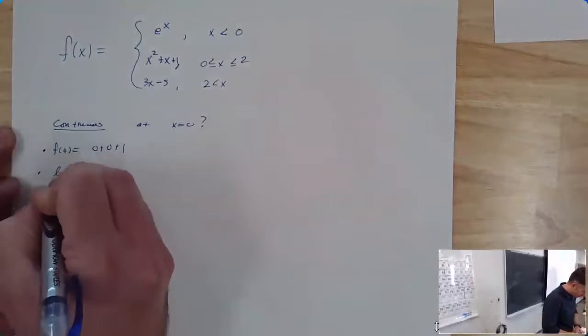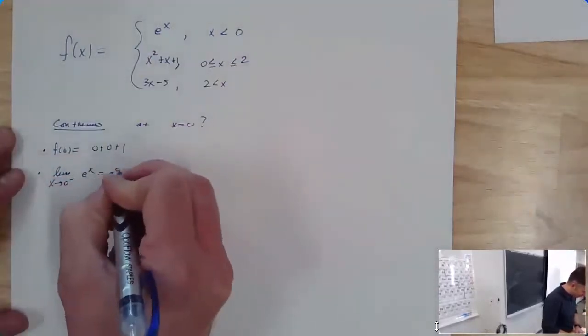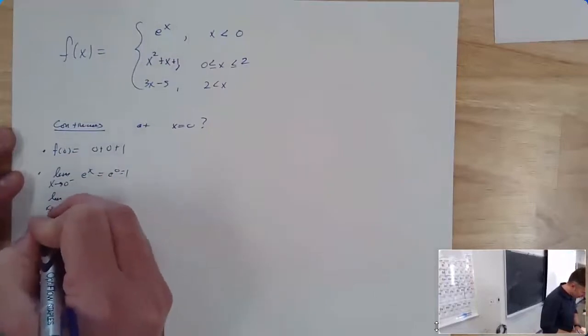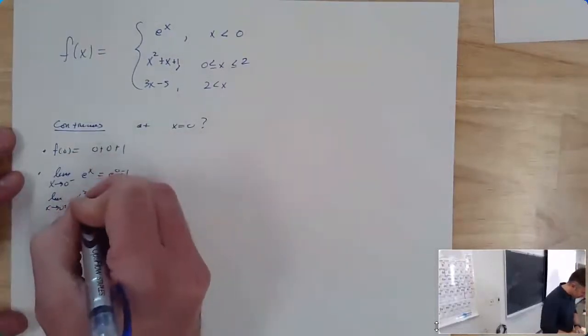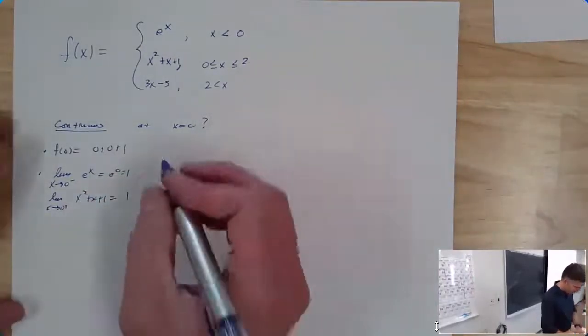The limit as x approaches 0 from the left, we're going to use e to the x. You get e to the 0, which is 1. The limit as x approaches 0 from the right of x squared plus x plus 1 is 0 plus 0 plus 1. So then it all checks out. The limit exists, the function exists, and they're equal to each other. So yes.